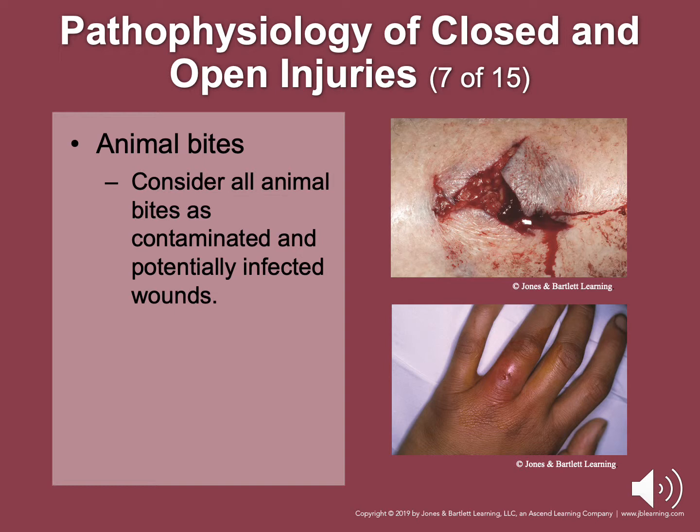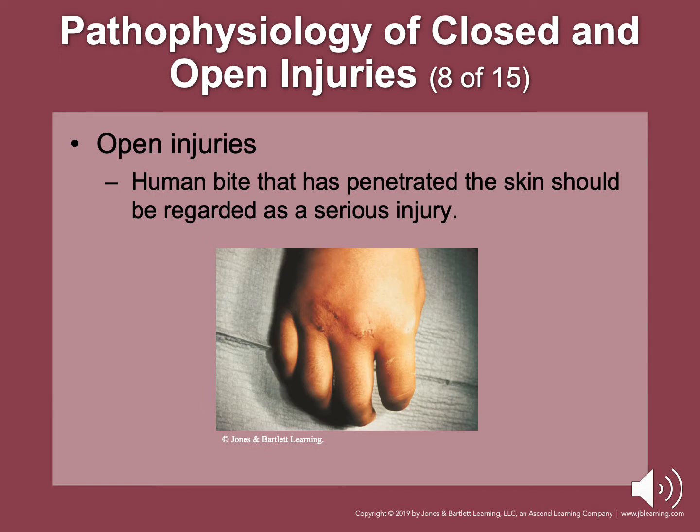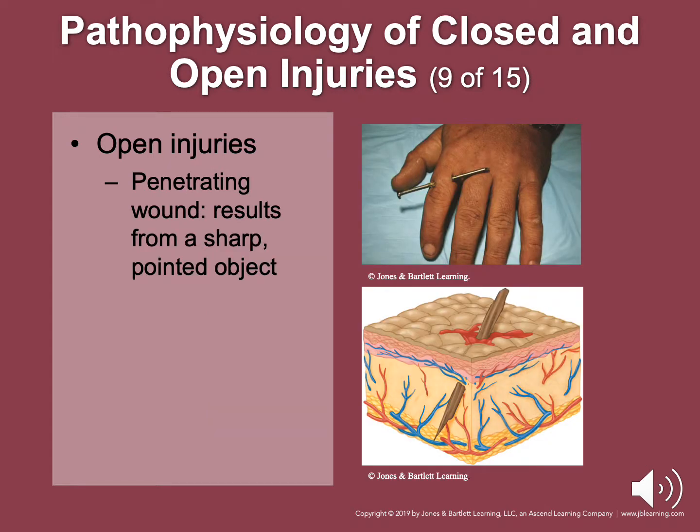Consider all animal bites as contaminated and potentially infected. All animal bites. It doesn't matter if it's an insect up to a dog. Open injuries. A human bite that has penetrated the skin should be regarded as a serious injury also. Penetrating wounds result from a sharp pointed object going through the skin, and that includes bullets also.